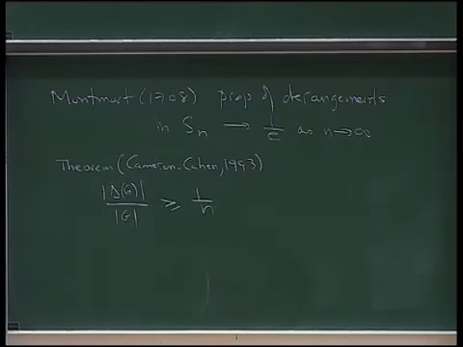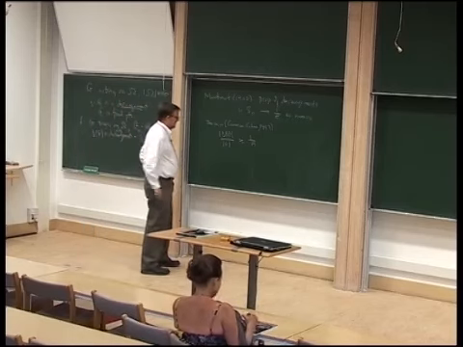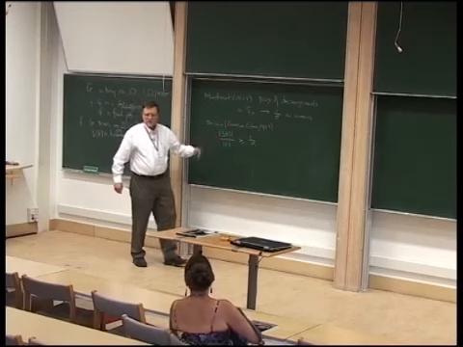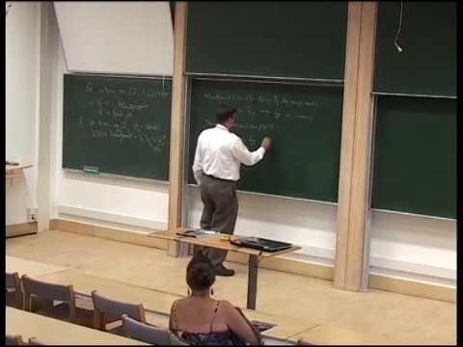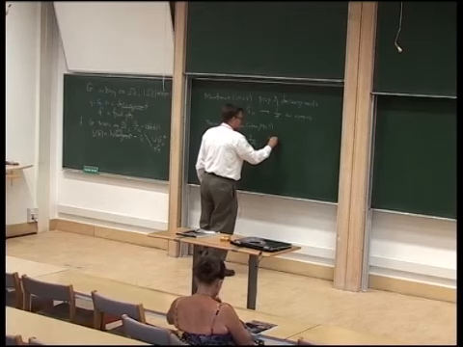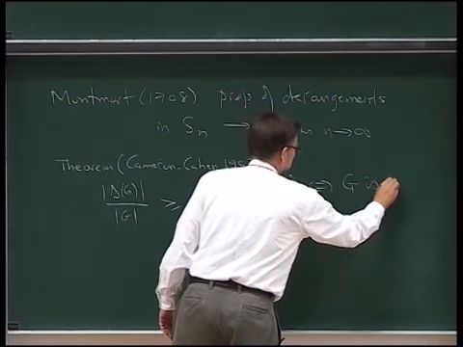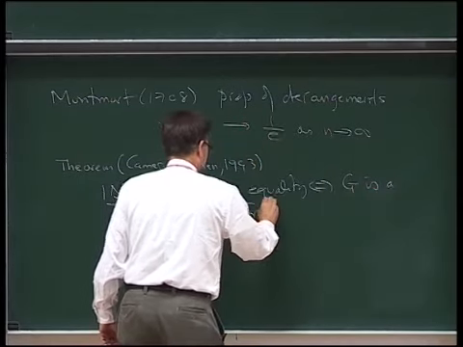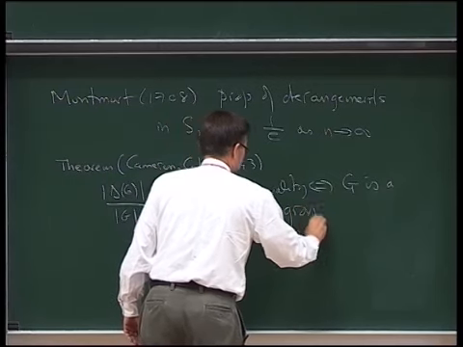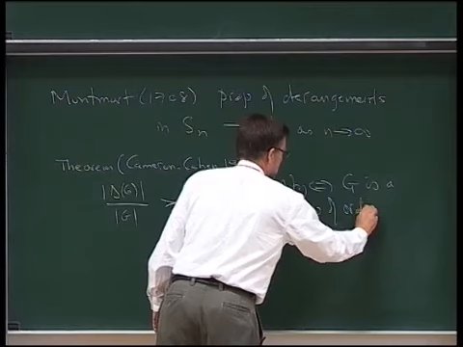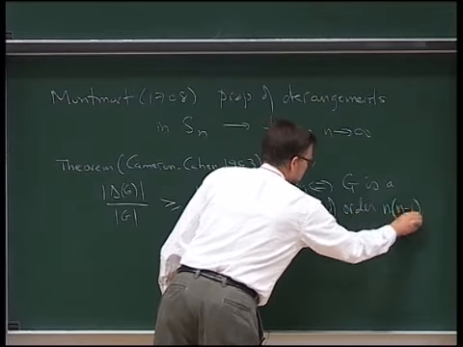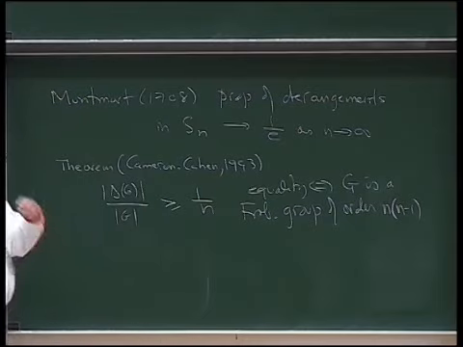So the proportion of derangements is always bigger than or equal to 1 over n. So Sayre was pretty close. You just remove the exclamation point, then you have the right answer. And on the other hand, you can get such examples. In fact, equality holds if and only if G is a Frobenius group of order n times n minus 1. So in particular, n has to be a prime power.